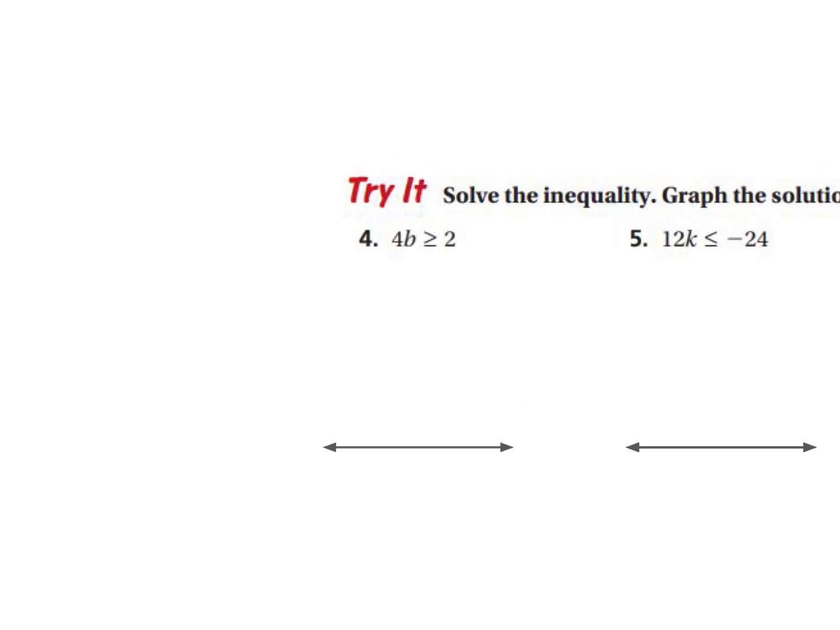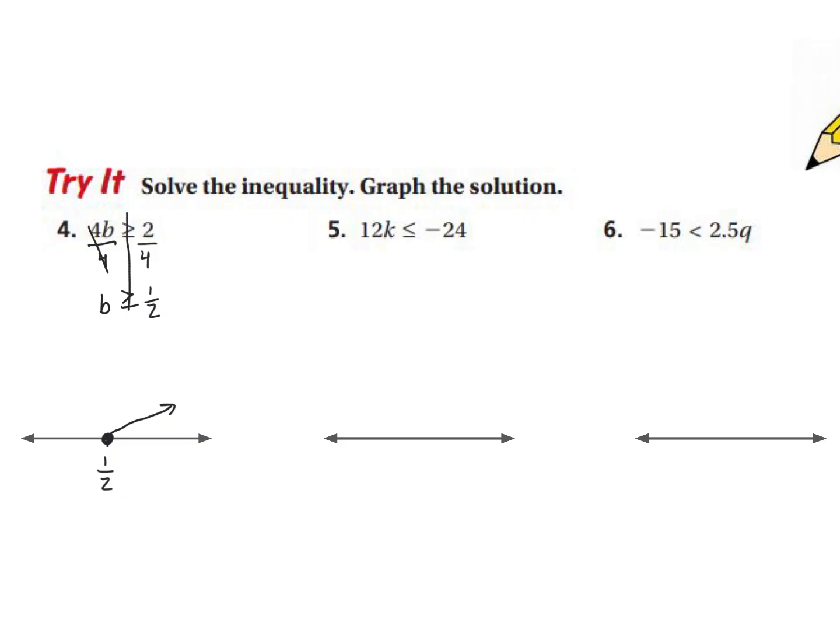For number 4, I'm going to draw my line down the middle. I see 4 is attached to b through multiplication. We're going to divide it out. These cancel, I'm left with b. 2 divided by 4, well, 2/4 is an answer, but I can also simplify that to 1/2, or 0.5. Okay, I'm going to use 1/2 as my marker. I do have an equal to bar, so I can fill in my circle. My mouth is open towards my variable. I'm going to want numbers greater than 1/2.